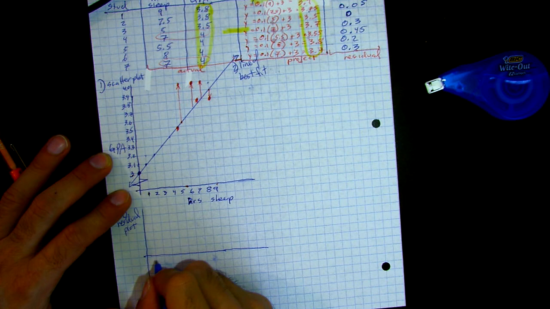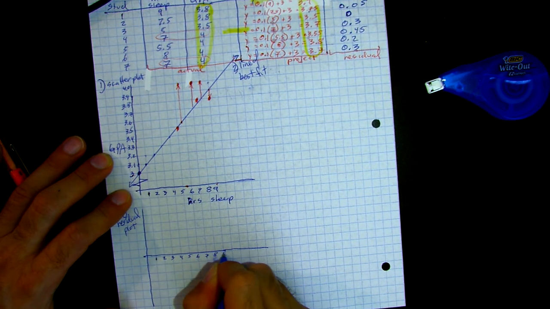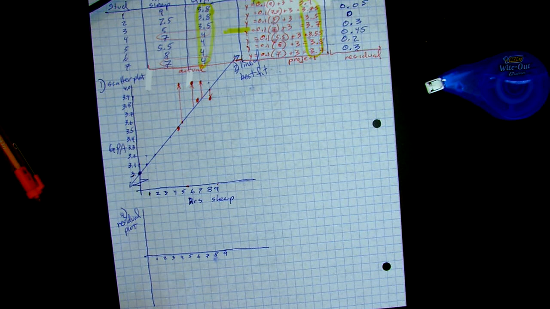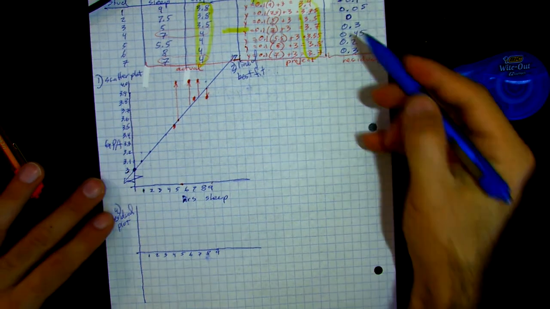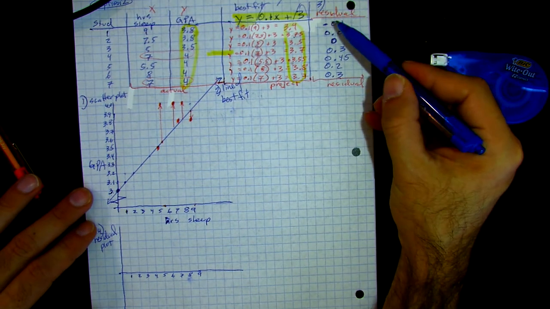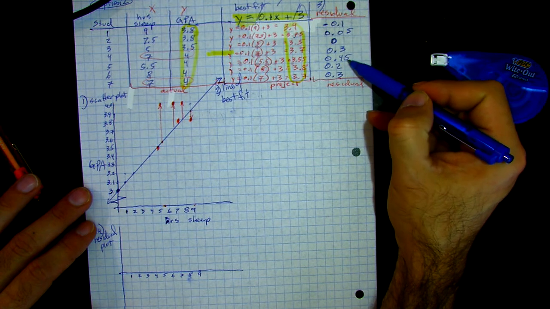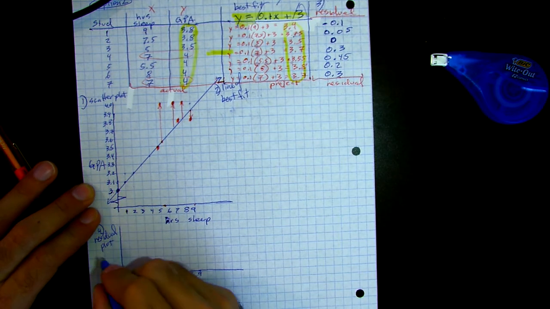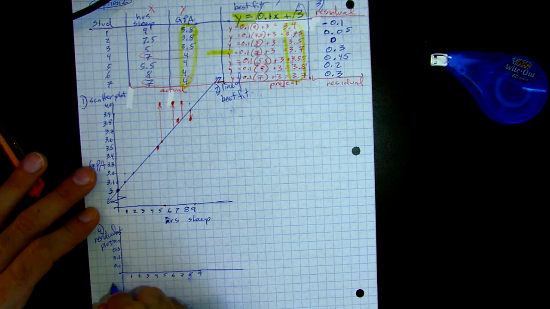Okay, and I'm going to do the same thing. Hours of sleep, 1, 2, 3, 4, 5, 6, 7, 8, 9. And then, looking at my range of residuals, I know that it goes from -0.1 on the negative side all the way up to 0.45 on the positive side. So if I make these just like above, 0.1, 0.2, 0.3, 0.4, 0.5, I should be able to fit everything. Do the negatives here.